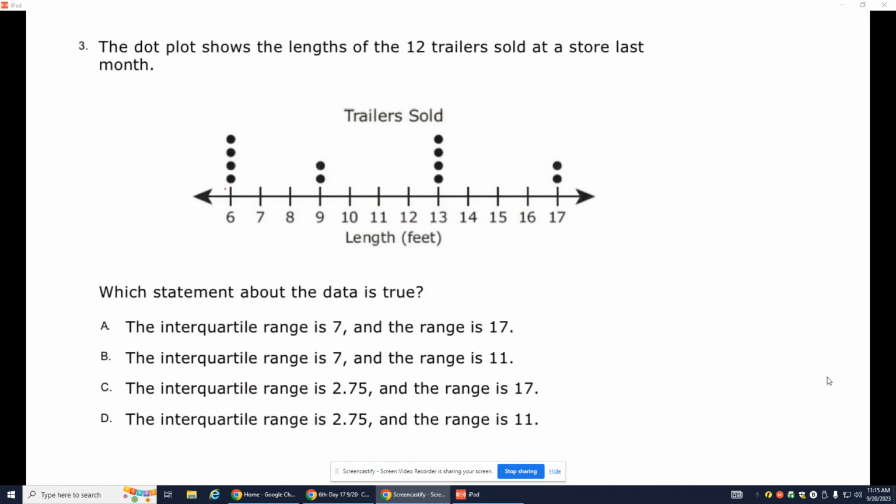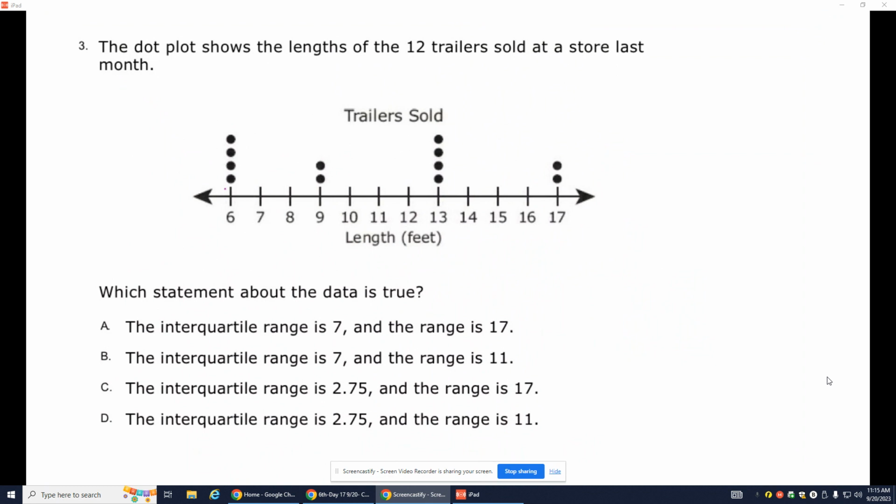B, the IQR is 7 and the range is 11. C, the IQR is 2 and 75 hundredths and the range is 17. And D, the IQR is 2 and 75 hundredths and the range is 11.